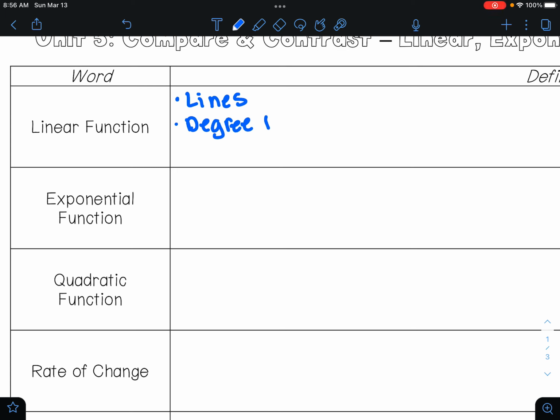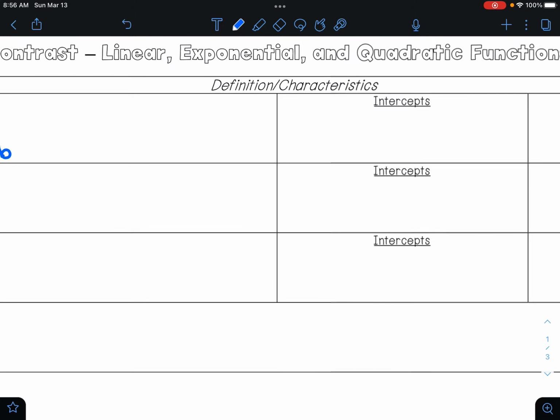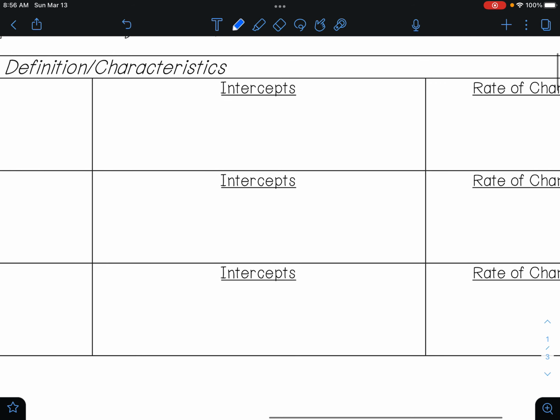We typically use slope-intercept form, which is y equals mx plus b. You could also see it in standard form, ax plus by equals c, or point slope form, y minus y1 equals m times x minus x1. With linear functions, you always have one x-intercept and one y-intercept.